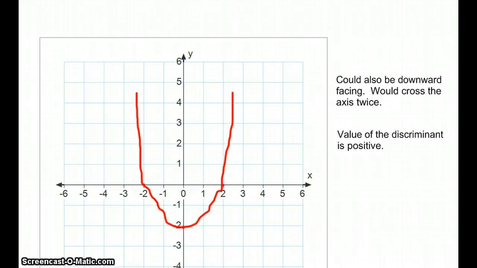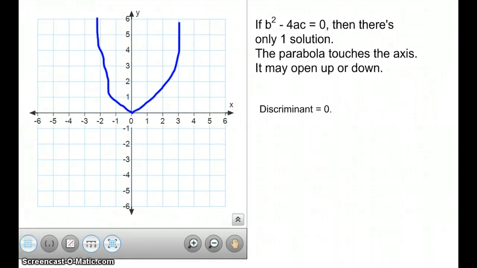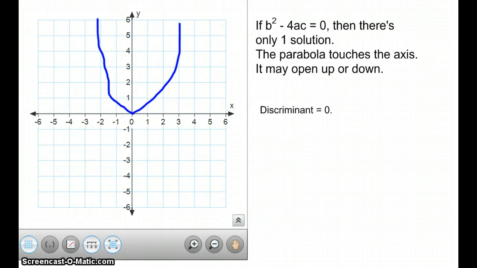Let's look at another case. If b squared minus 4ac equals 0, then there's only one solution to the equation. The parabola will actually touch the axis. It may open up or it may open downwards. Here the discriminant equals 0. So when it equals 0, it does not mean there is no solution. It means there is one solution, one point where the parabola touches the axis.